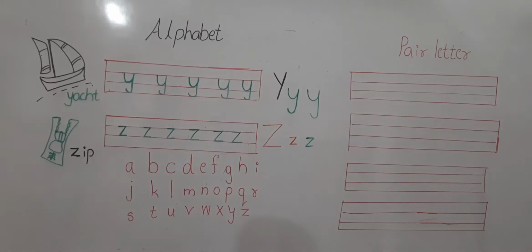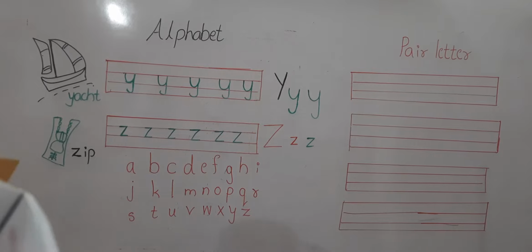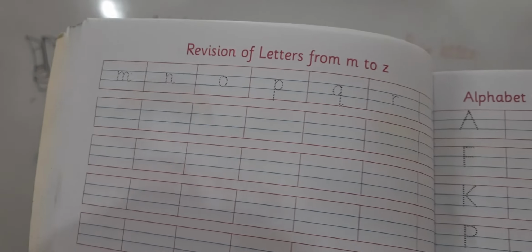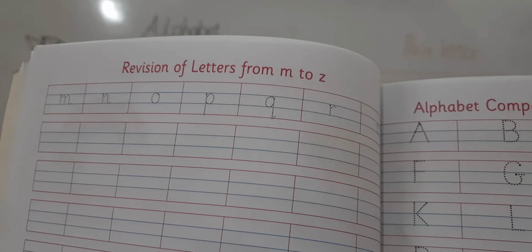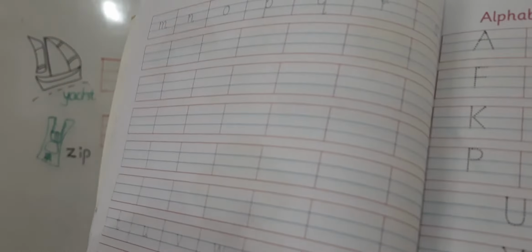The page number is 41. Okay. Page number is 41. And turn your page. Here you have to revision of letter from M to Z. M, N, O, P, Q, R, S, T, U, V, W, X, Y, Z. Okay, this is the revision of letters from M to Z. This is also your homework, children. Yes.